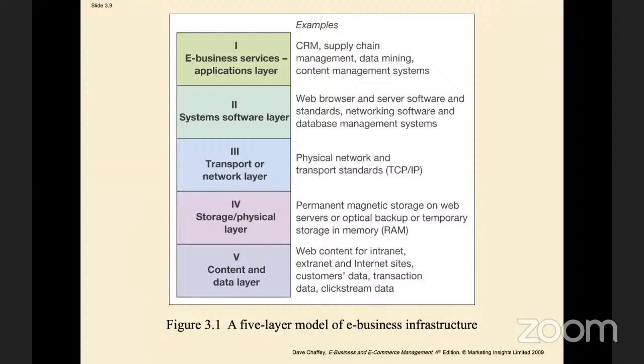Okay, now if we go back, we have read all the steps. Now again, coming here, the first step is e-business services or the application layer. It is customer relationship management in terms of booking a holiday. Then comes the system software layer, where a web browser and server software are used, as an example of it. And then the transport or network layer, then physical network and transport standard, then storage and physical, where it talks about the RAM, storage in memory. And finally, number 5 is content and data layer, web content for intranet, extranet, and internet sites, where the customer data, transaction data and clickstream data is stored.